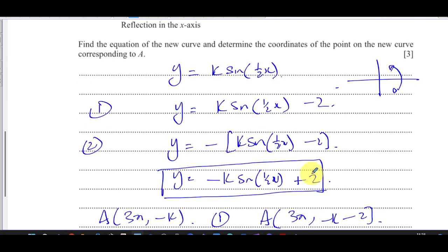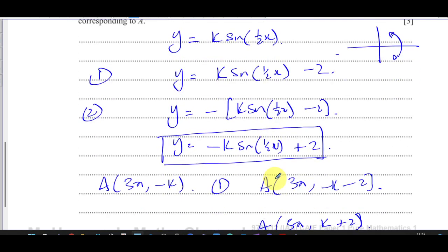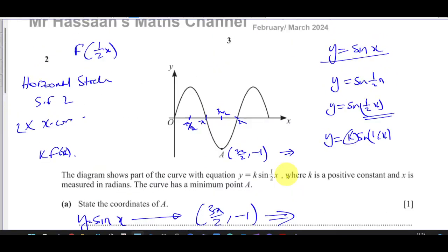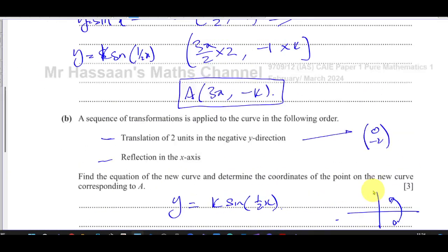In both of these transformations, the y coordinate is affected. The x coordinate will stay as 3 pi. What changes is the y coordinate: first you take away 2, and then you change the sign of the y coordinate. So these are the new coordinates of the point A after that transformation. That completes question number 2 from the February-March paper. It's all about transformations of graphs.